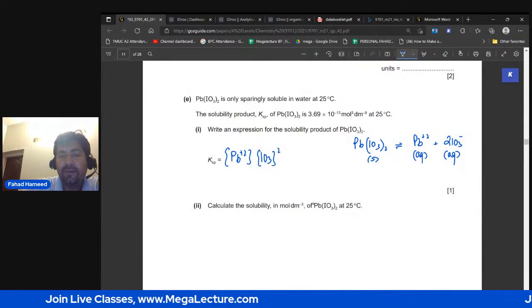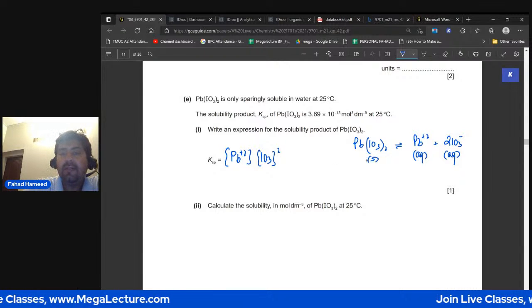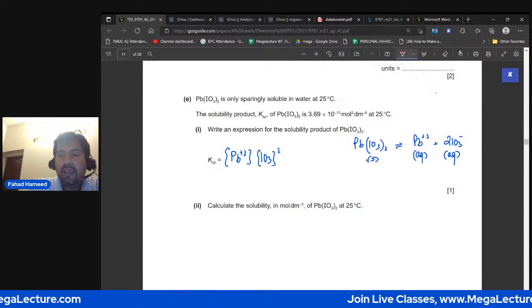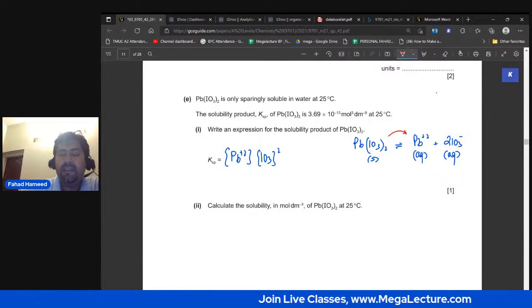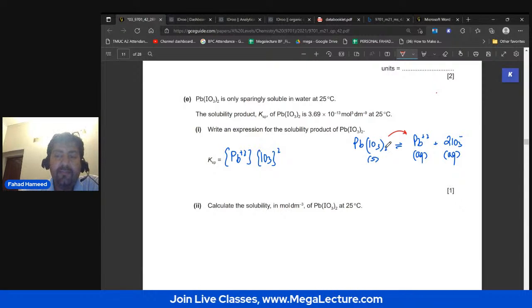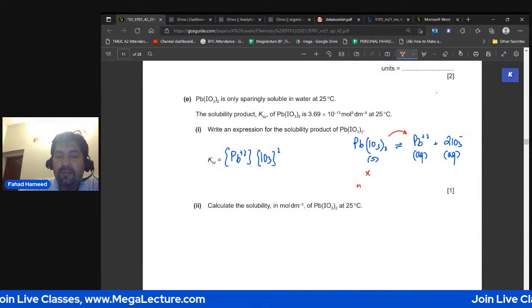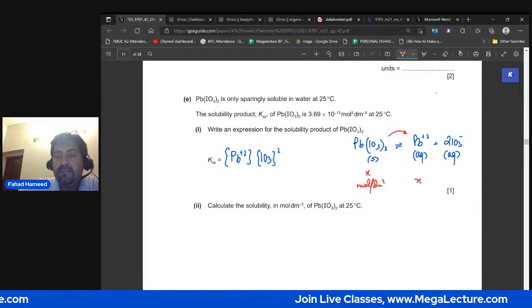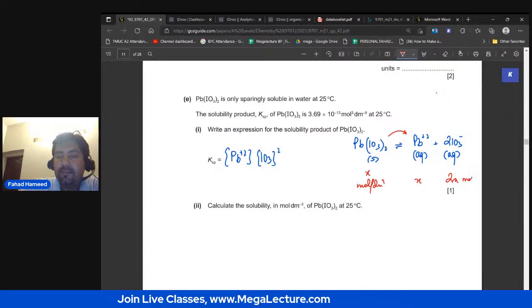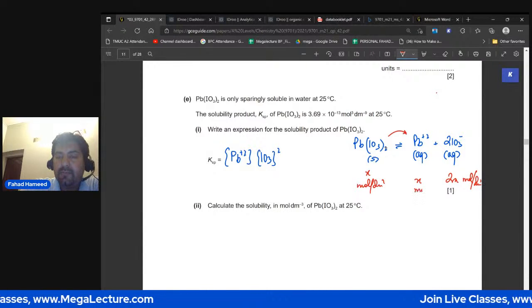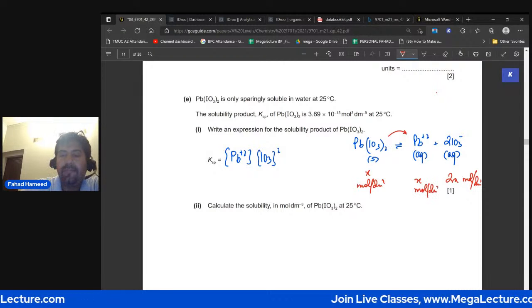So you don't know what the solubility is. I don't know how much of Pb(IO3)2 is getting dissolved. So let's call that x mole per dm cube. If it dissolves, it's going to produce x moles of this and 2x moles of this, so this would be x moles per dm cube as well.